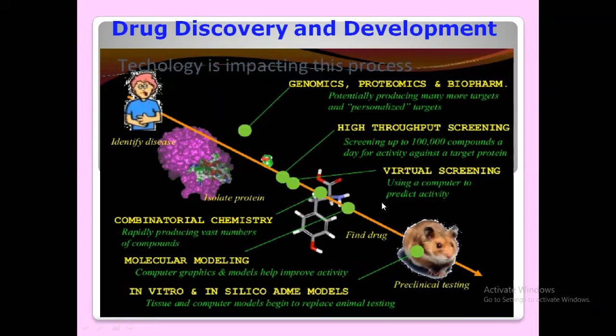Then after virtual screening, you use the computer to predict the activity of the drug in the computer itself. Then molecular modeling and molecular docking, which you are going to see in this unit later on. So in vitro and in silico models are done. In silico means using bioinformatics tools, you identify the activity of the drug. Tissue and computer models begin to replace animal testing.